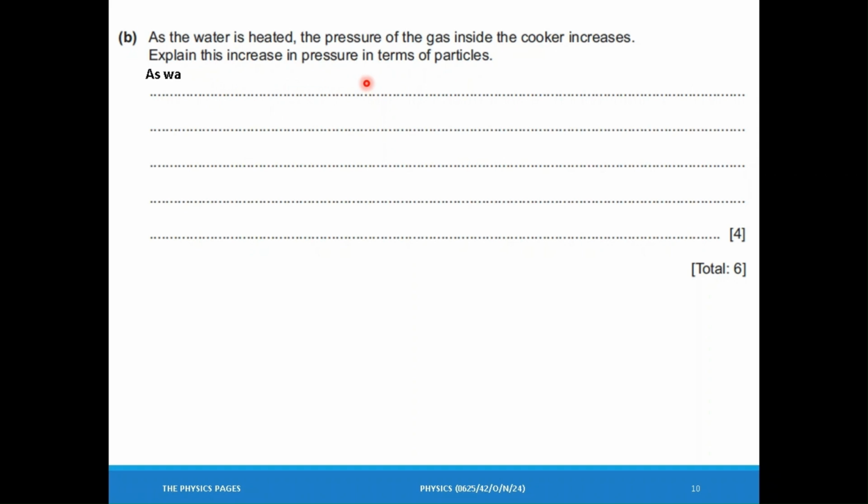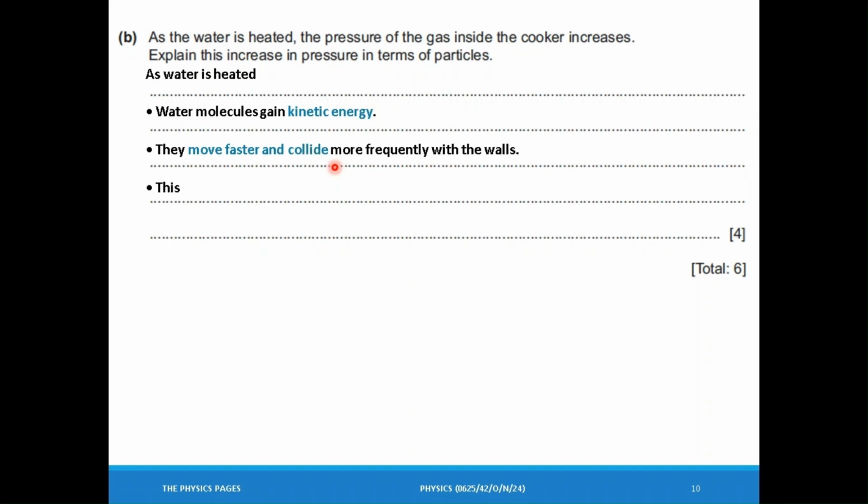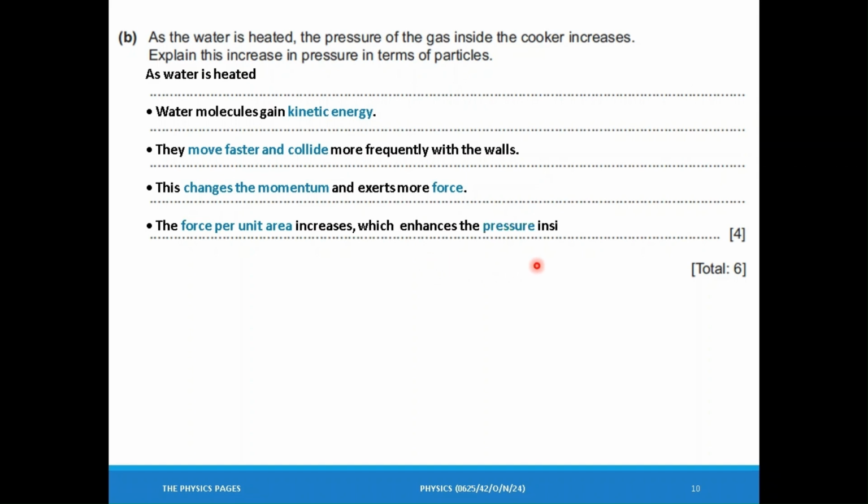The perfect and simplified answer for this question could be: as we heat the water, water molecules gain kinetic energy. They start moving faster and collide with each other and with the walls of the vessel within which we keep it. This changes the momentum and exerts more force. We are aware that force per unit area is pressure. The molecules apply more force per unit area of the wall, which enhances the pressure inside the cooker. So, we conclude that the pressure increases because faster-moving gas particles hit the walls harder and more often.